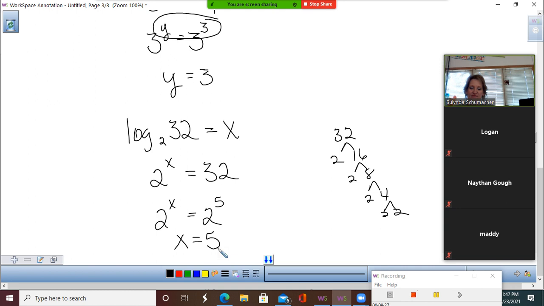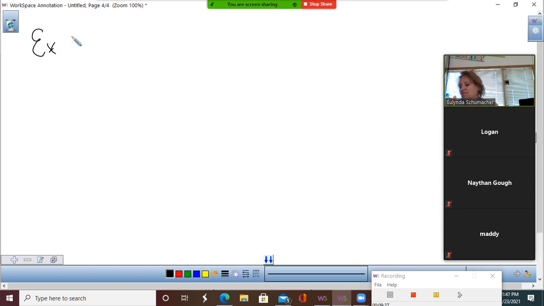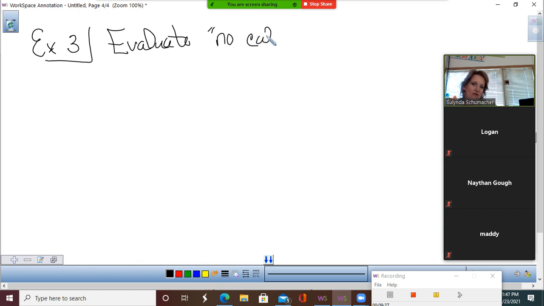Okay. All right, let me keep going. I just have 3 more examples. All right, so here is example number 3. Again, I want you to evaluate, and I do not want you to plug it in your calculator, okay? No calculator, because we have to know how to do these when we start solving equations with this stuff in it, okay?